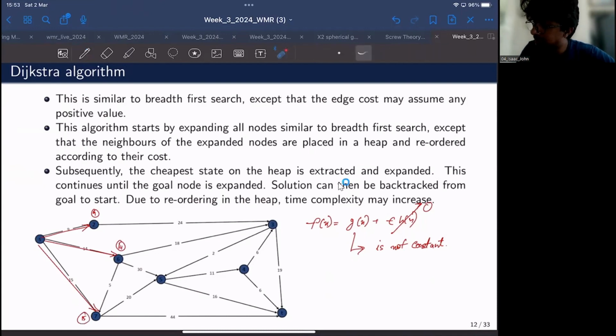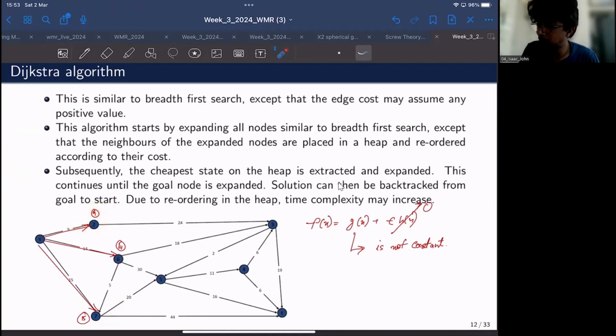And the second part of the second point says it's expanded and placed in a heap and reordered according to their costs. So which of these nodes will be expanded further? The nodes that will be expanded further will be the node that has the least cost. So out of these nodes, node 2, node 6, and node 7, node 2 has the least cost. So on the subsequent stage, node 2 will be expanded.